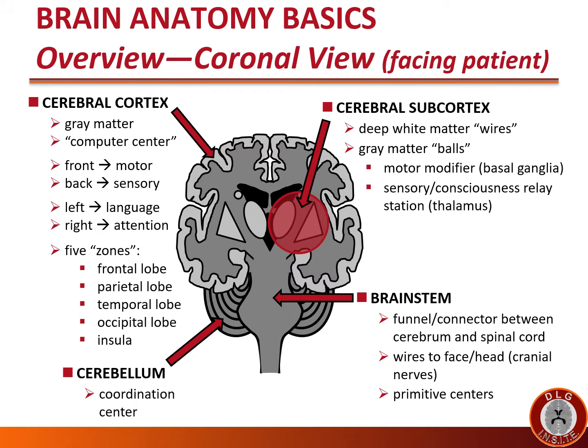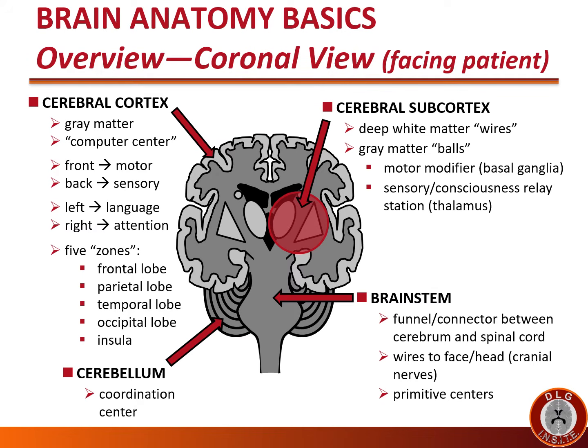In general, the front part of the cerebral cortex, the anterior part, has motor functions, and in general, the back part of the brain, the cerebrum, has sensory functions. In most people, the left side of the brain has the language center, and the right side of the brain has the attention center. And there are 5 main zones of the cerebral cortex: the frontal lobe, the parietal lobe, the temporal lobe, the occipital lobe, and insula.